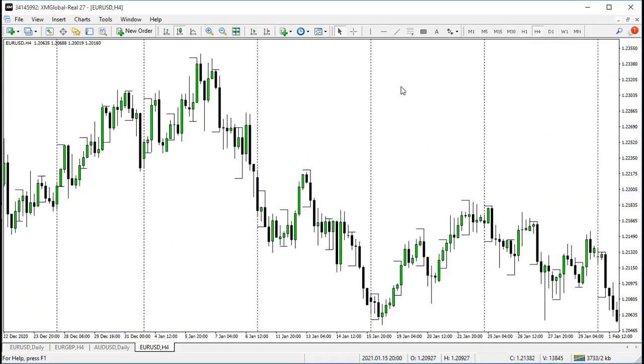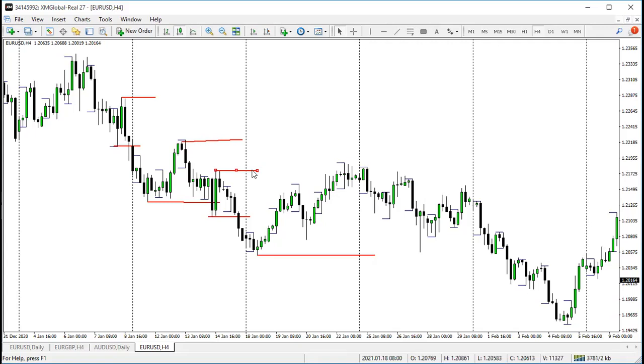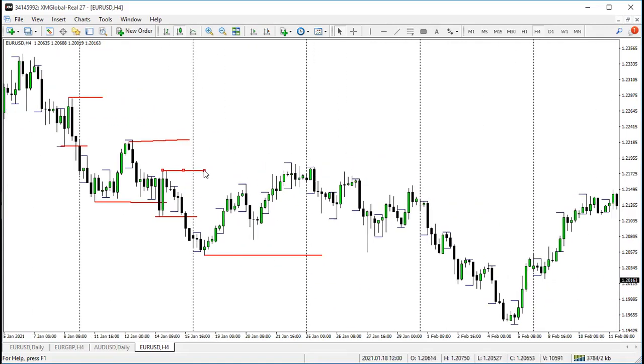Okay. Another one is this one, this downtrend here. So this was the 4 hour lower low, 4 hour lower high. Price comes down, 4 hour lower low, 4 hour lower high. Price breaks market structure here, 4 hour lower low, lower high, lower low, and there was a range here.